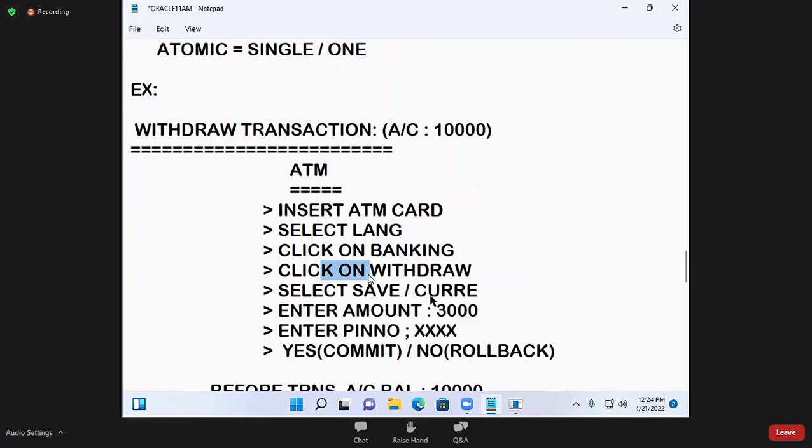Not at all. Suppose first you inserted the card, selected the language, selected the banking option successfully. But suddenly by mistake, I want to click on withdraw, but unfortunately click on deposit. Then what happens? If I make a mistake, can I cancel my transaction there itself? Yes, we have a cancel button. You just click on cancel, and right there your transaction will be cancelled.